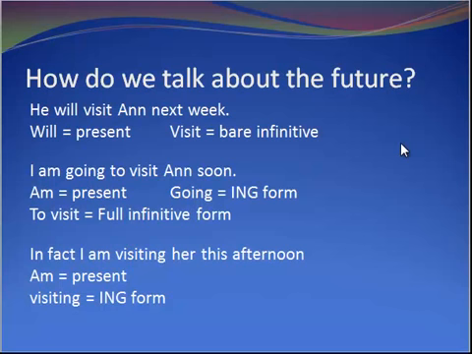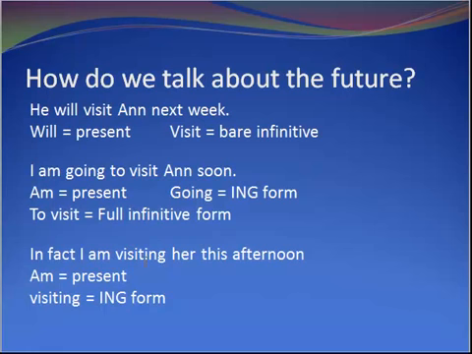Now, if you're more certain about this happening, yeah, you can also use the construction here. I am going to visit Anne soon. Again, what you have is a construction with a present tense verb, am, and then we've got this ing form, going, and then a full infinitive form. So we're using present tense, but the whole sentence actually talks about the future.